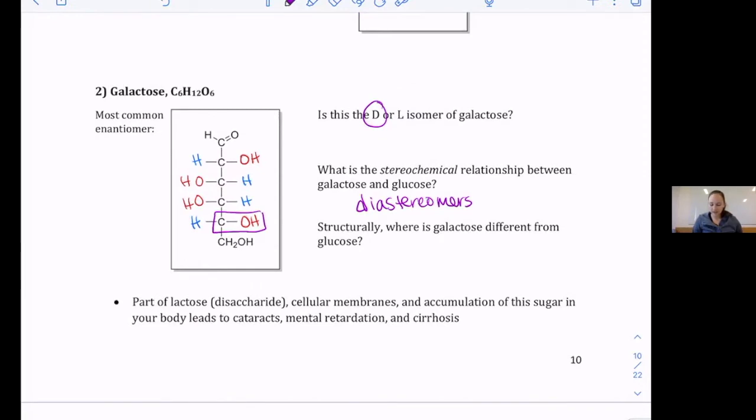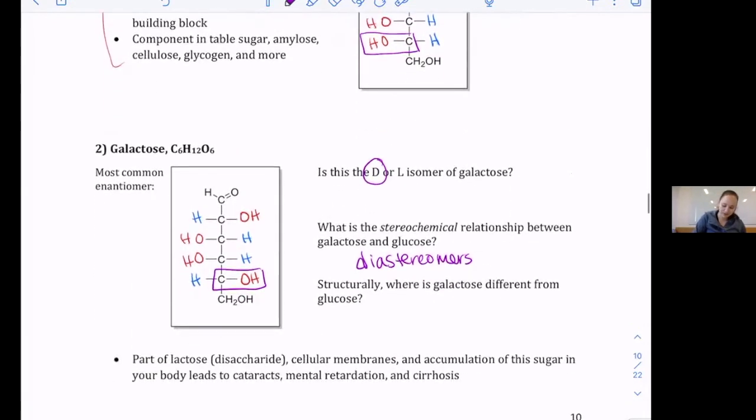Structurally, where is galactose different from glucose? We just talked about that. So let's number our carbons: 1, 2, 3, 4, 5, 6. Where it is structurally different is the stereoisomer at carbon number 4.